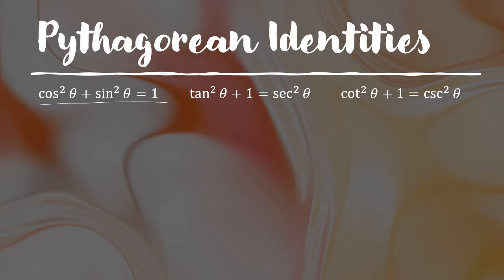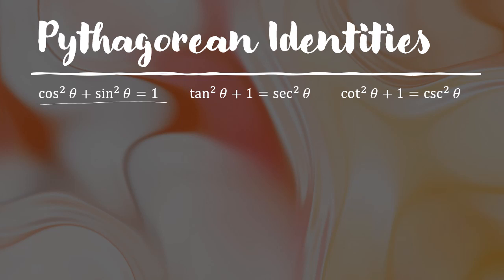The next, tangent squared of theta plus 1 is equal to secant squared of theta. So notice how I'm reading this function with the little squared piece here. Tangent squared of theta. Our next identity, or our last identity really, that we're going to cover in this chapter is cotangent squared plus 1 is equal to cosecant squared.